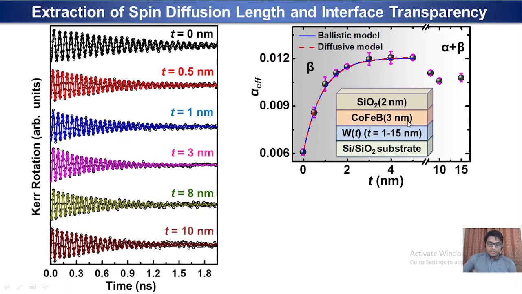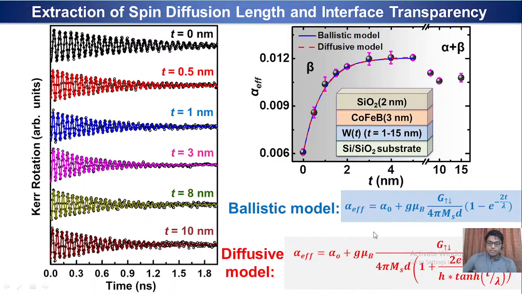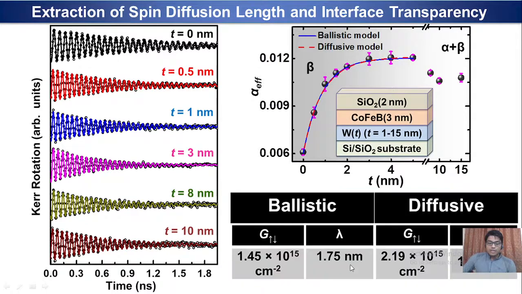And we have fitted it by using both ballistic and the diffusive spin transport model by using these two formulas. And from the fitting we mainly found that the spin diffusion length in both these models is about similar, about 1.7 nanometer for tungsten, where the intrinsic spin mixing conductance is slightly higher in the diffusive case.